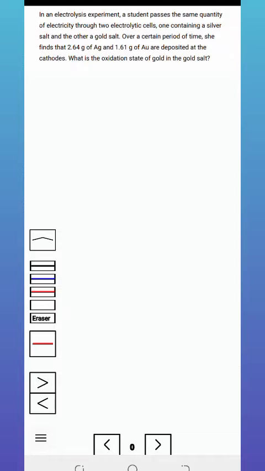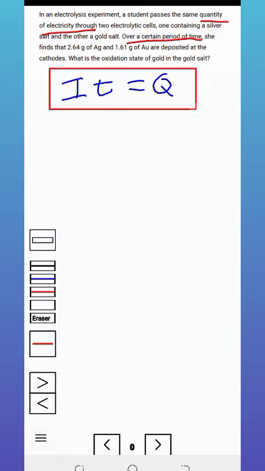So with this question, the first thing that you should take note of is that the quantity of electricity that was supplied in both cells is the same, and the period of time is the same in both cases. So what is the quantity of electricity? The quantity of electricity is actually current, and when they talk of time and current, they basically mean charge. In other words, what they're saying is that in both cases the charge was the same.